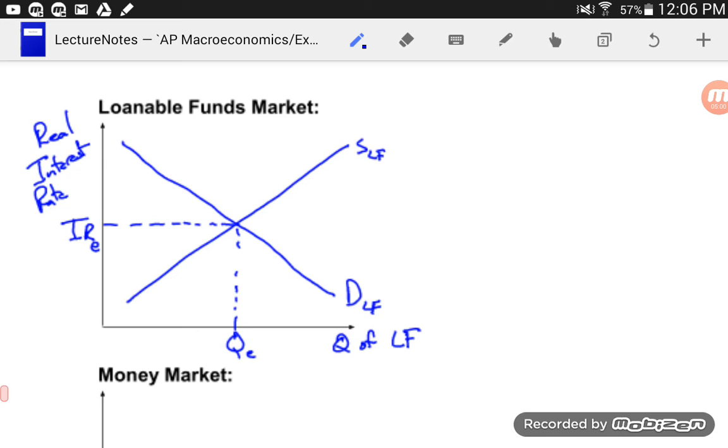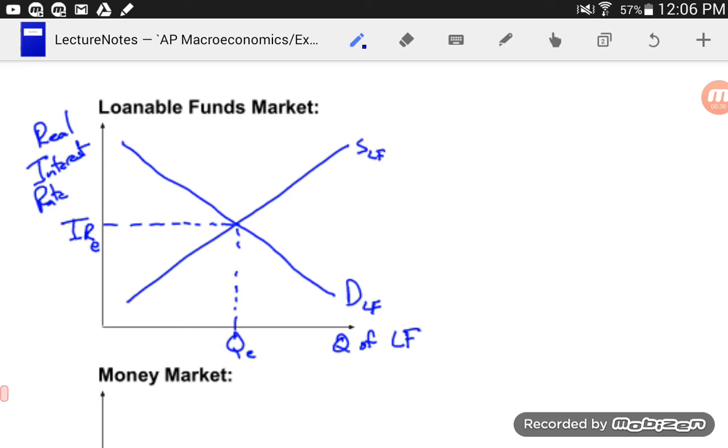Now things can shift the supply and the demand for loanable funds. For instance, if you expect to get a raise in the future, then your demand for, or sorry, if you expect to get a raise in the future, you're less worried about saving your money. Thus, the supply of loanable funds is going to go down, and that will drive interest rates up. That often happens when the economy is doing really well.